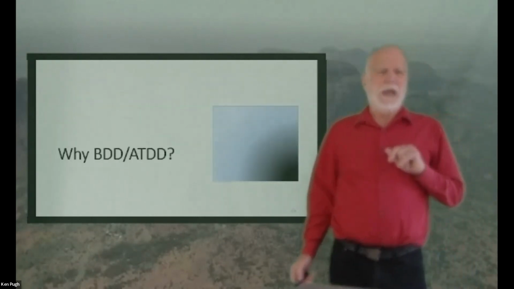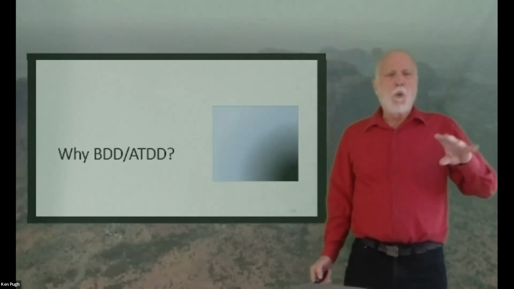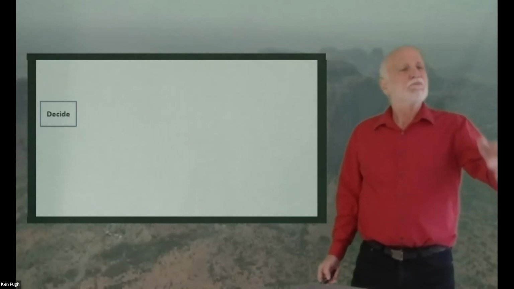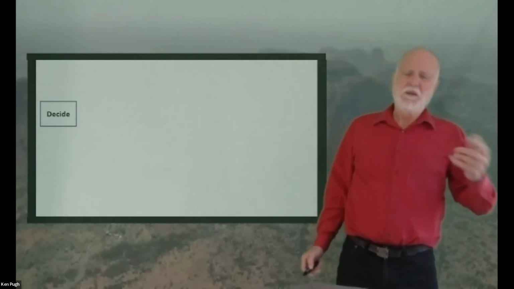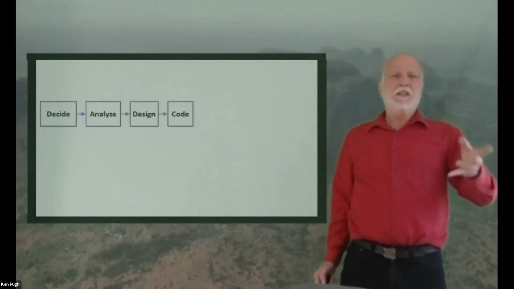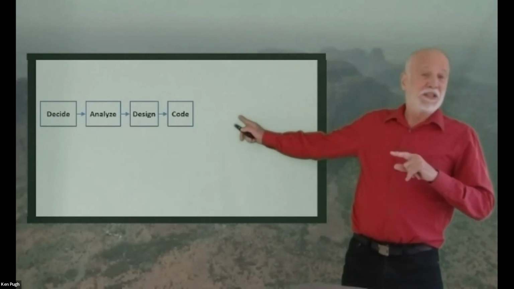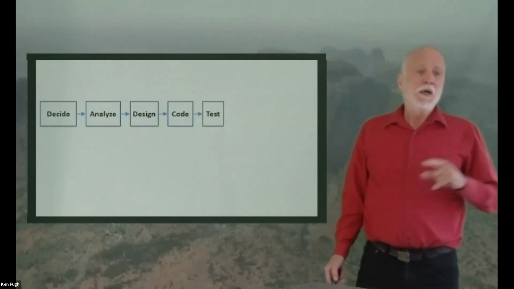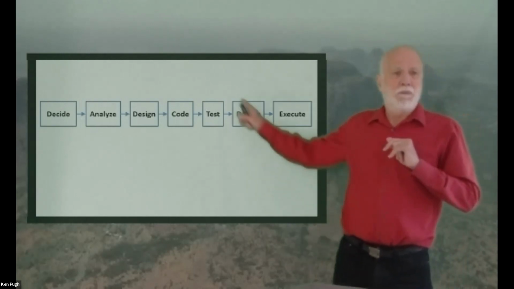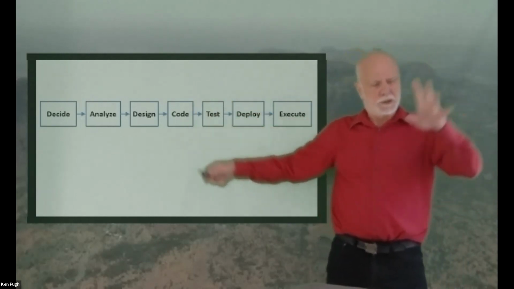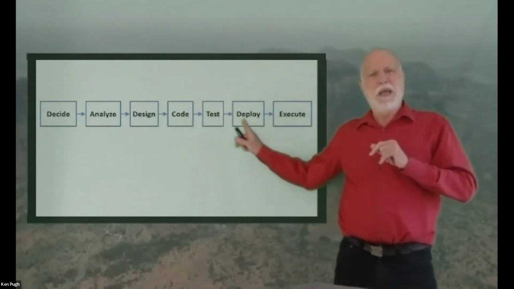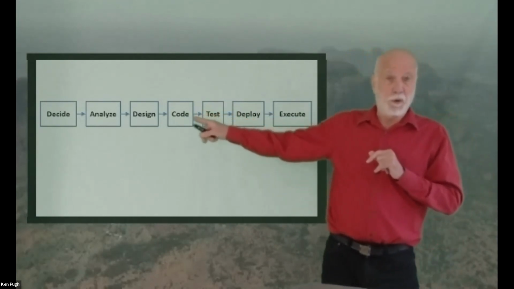Well, let's just summarize a little bit. Why do we do BDD, ATDD? Well, if we look at the flow of development, we decide we're going to do something. We then analyze it to get some details. We do a little design, we do some coding, we do some testing, we deploy it, and then we execute it in production. Now, maybe you have a few loops in here, because from the coding you figure out your design, and maybe you're doing some testing during the coding and so forth.